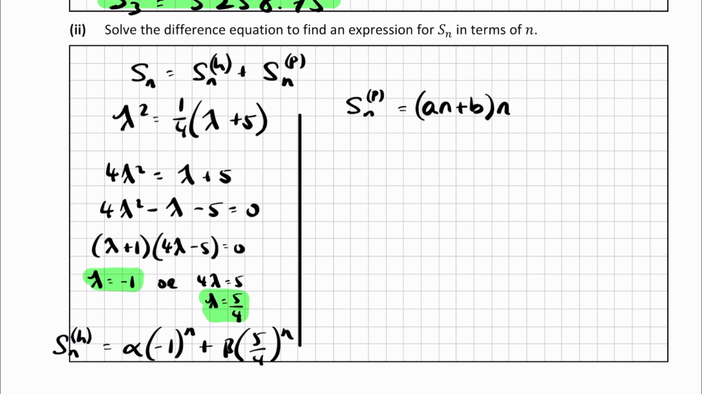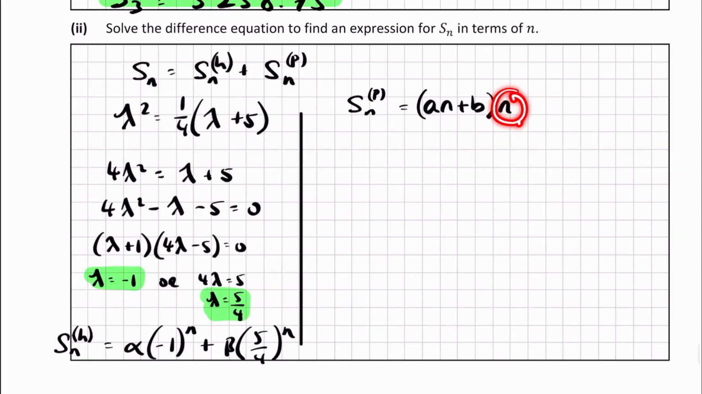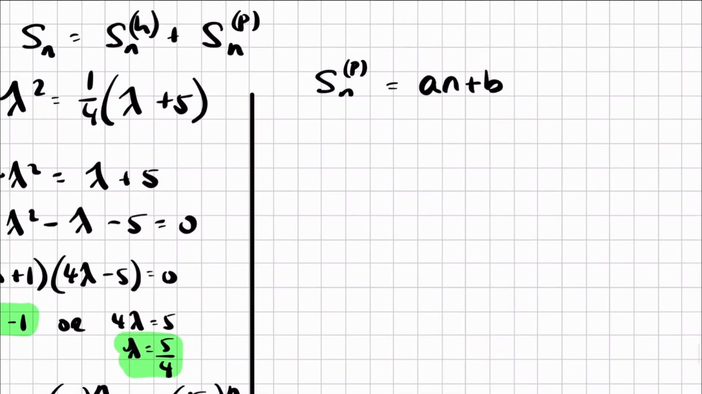But just to clear that up, we're actually not going to multiply by n here, because neither of the roots is 1. You only multiply by n if a root is 1. So in this case, we can just take our guess as an plus b. Now let me write out what n plus 1 is: a times n plus 1 plus b, which is an plus a plus b.